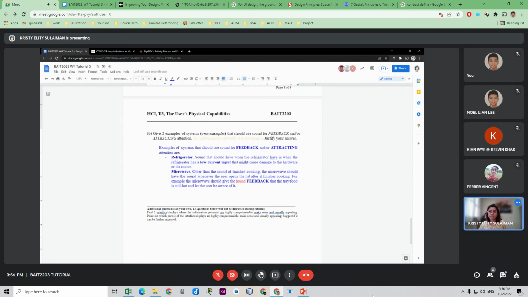For the user, if you buy drinks from a vending machine, how do you know that your drink is already down there? There is a sound too, but it's the sound of your drink falling. It's not the sound from the system, right? I don't know why the example given in the answer here is the vending machine.